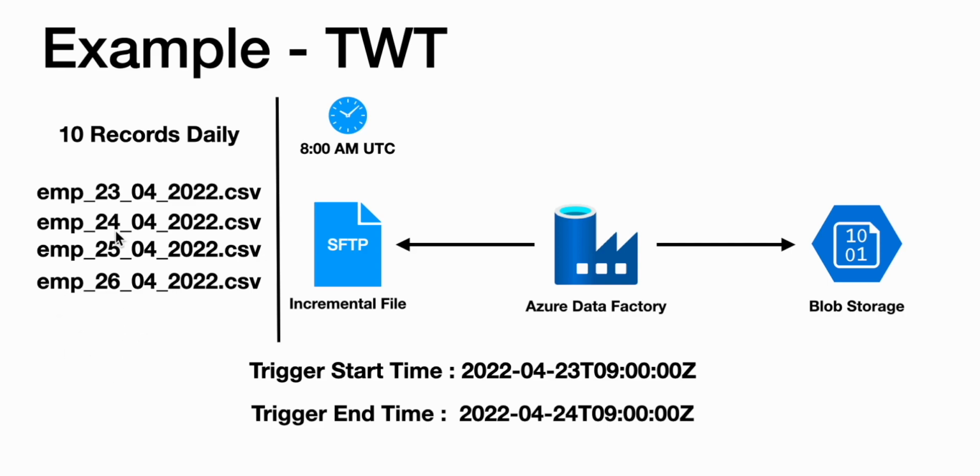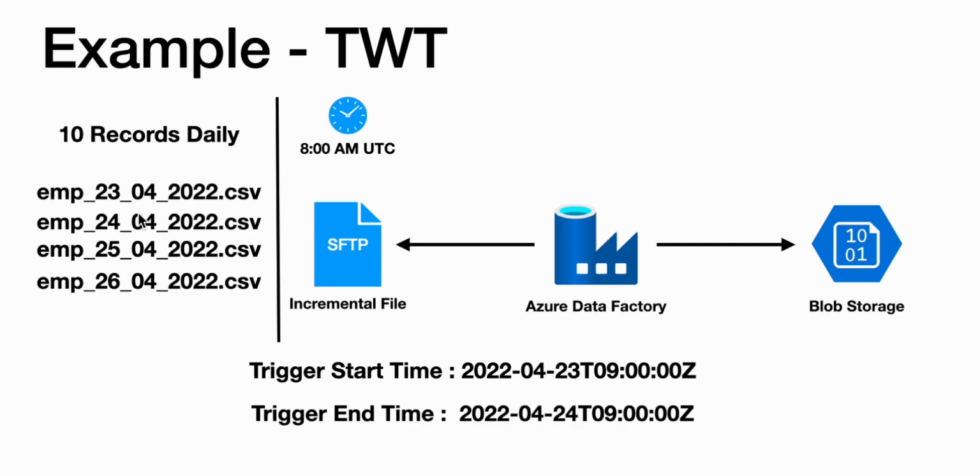But what if you want to also pull the data for 23rd? So in this case, what I will do is I will schedule the trigger and set the start date to 22nd of April, so that the window that is created will be 22nd of April 9 AM to 23rd of April 9 AM.